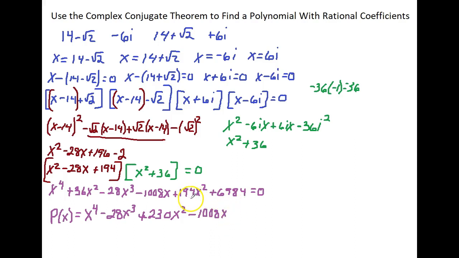And then last, I have my 6,984, so plus 6,984. And here is our polynomial. It is one big nasty one. Aren't you glad we weren't given this and told to factor it?